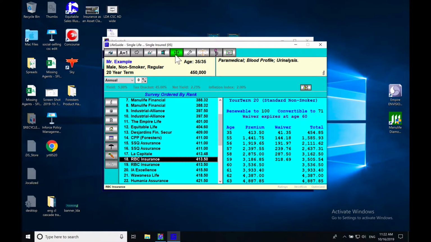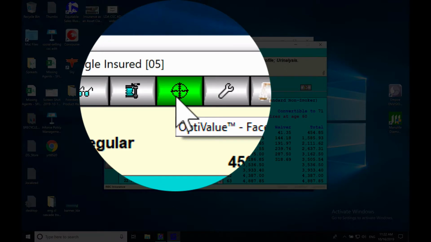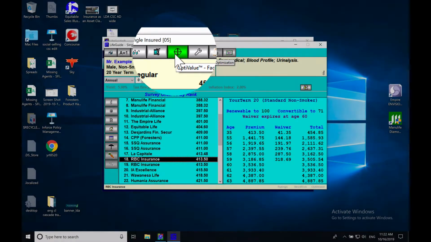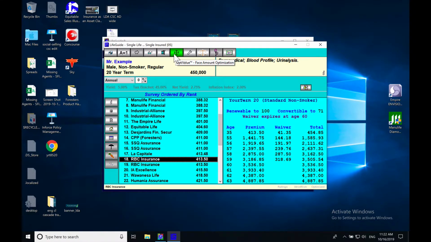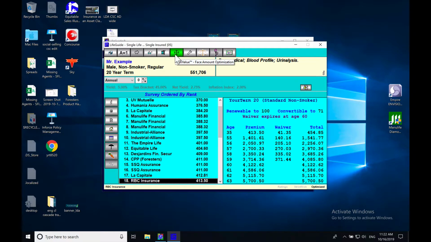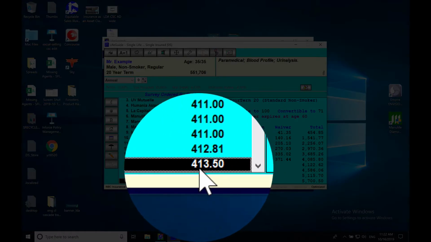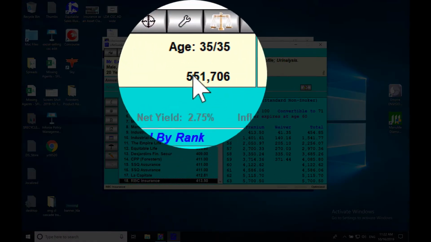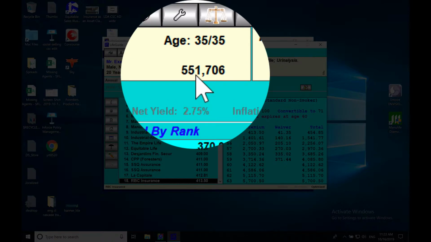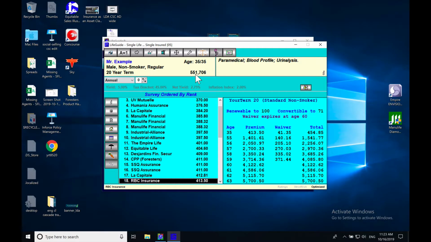This is the optimizer or OptiValue function inside of LifeGuide. And again, this little target is extremely powerful to make sure we're getting the right sort of coverage for our client. So if we thought $450,000 was $413, when we optimize that amount, it happens very quickly, but you can see the premium stays the same. The face value is $551,706. So we're getting a lot more face value for the same exact premium. And that is always a benefit to the consumer.